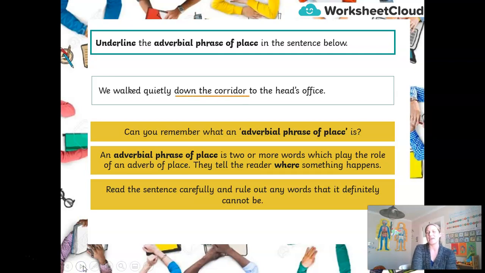There we go. It is down the corridor. That is the adverbial of place. I was trying to trick you out there because I thought many of you might say quietly, but that's an adverb of manner, not of place. The down the corridor is telling me where the person is walking.